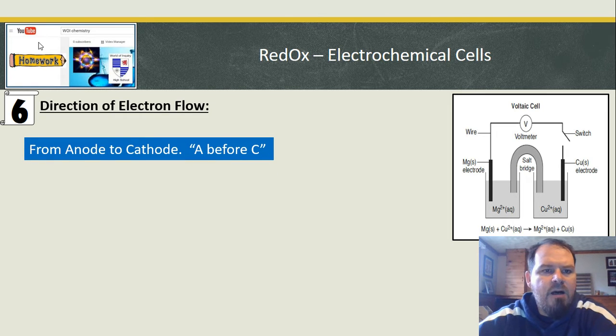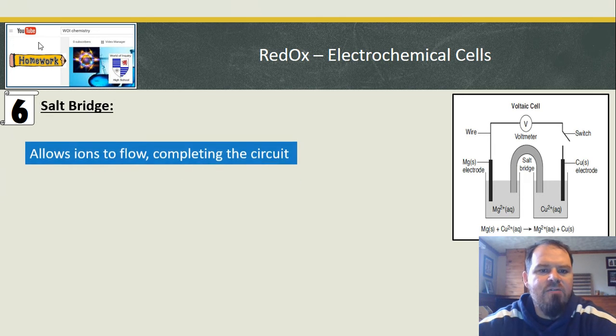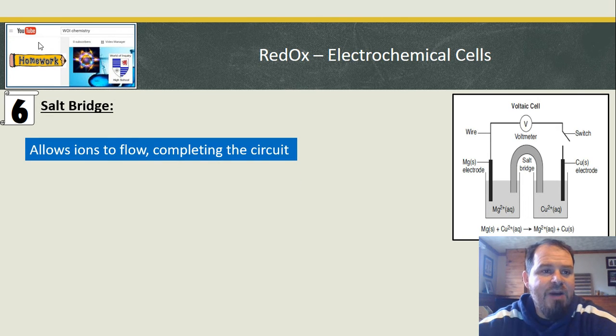And then the electron flow always goes from anode to cathode, A before C. So it always goes A to C, anode to cathode. Okay, anode to cathode. And this is a great question. You do have to memorize this.